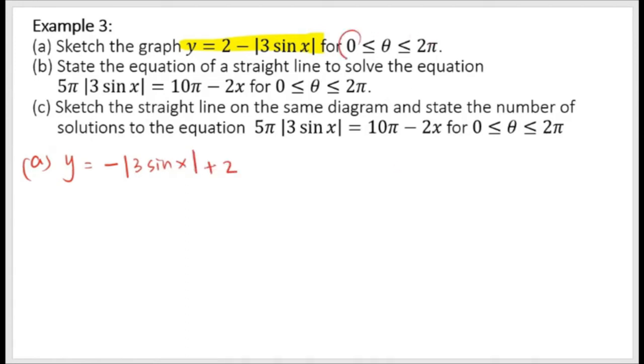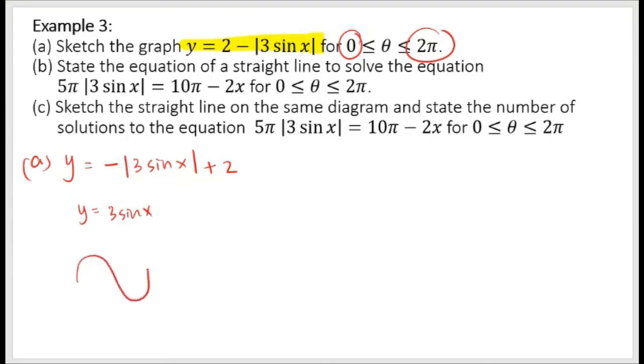That is from 0 to 2 pi radian. So what is the first step we're going to draw? We have to draw sine x or 3 sine x. Yes, we have to draw 3 sine x. We draw the one in the modulus first. We have to draw y equal to 3 sine x first. What is the graph for 3 sine x?